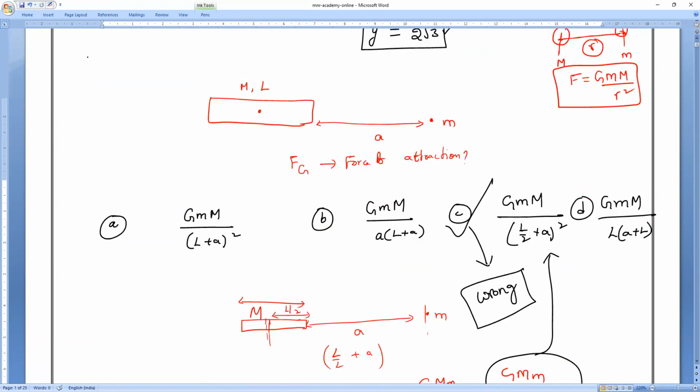Option? Yes, please. Which option is matching? It's not option C. What is the correct option, everybody? Option B. So that is what you have to remember.